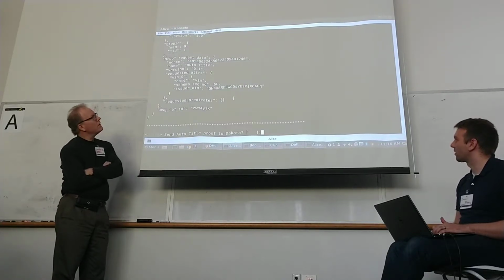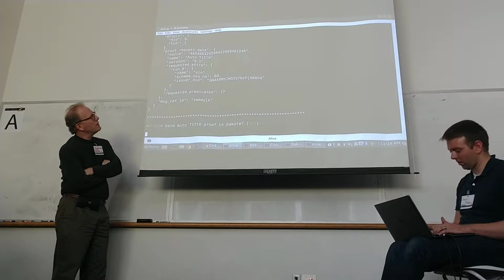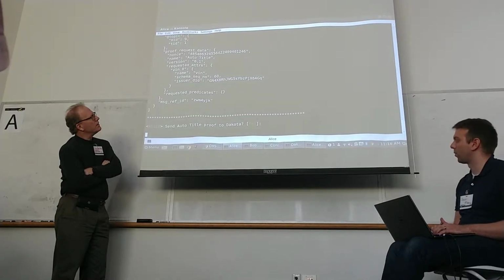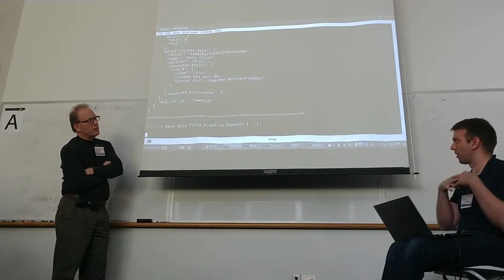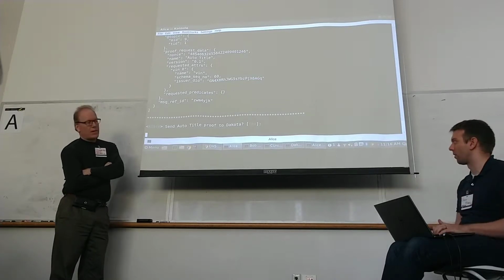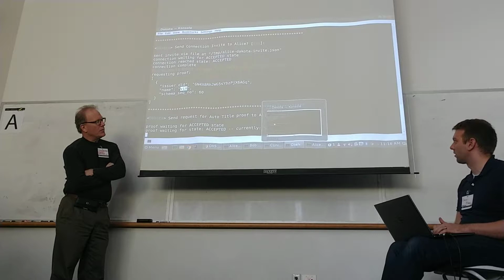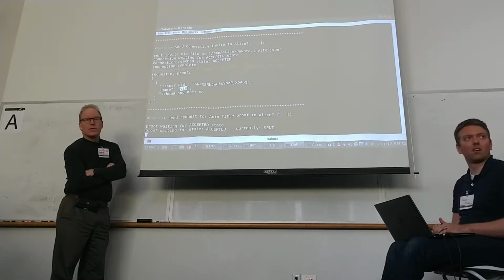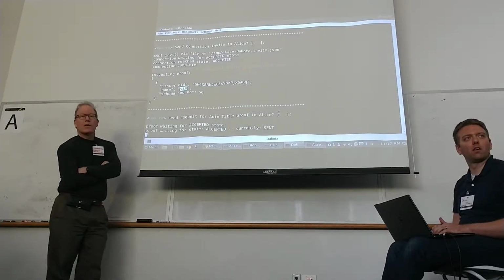So that's the request. Alice again will send proof, both a primary proof of the claim and then also an authorization proof for the agent. Does the proof include the issuer's DIDs? Yep.